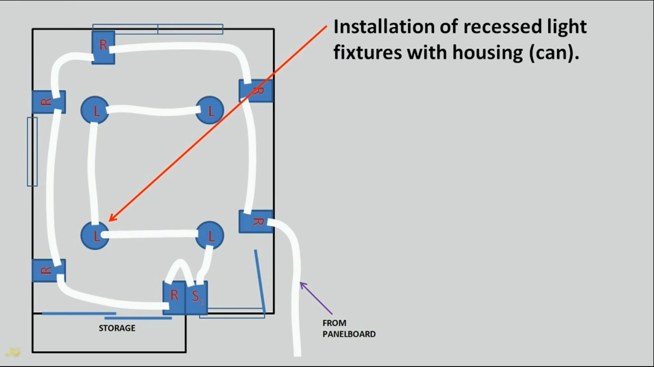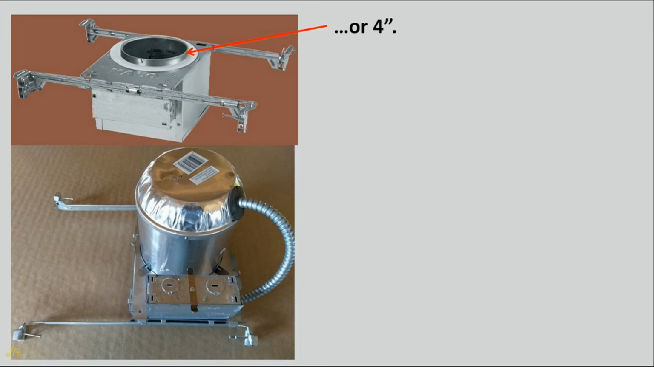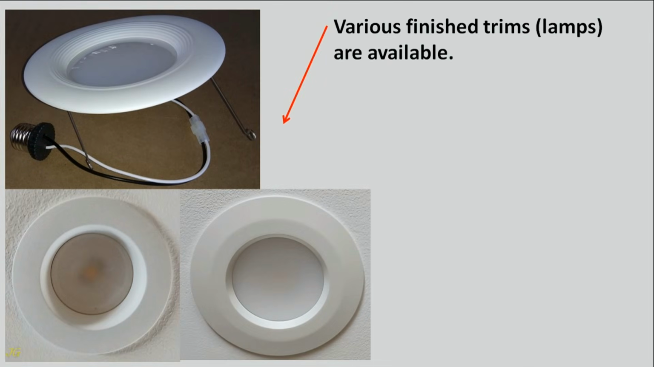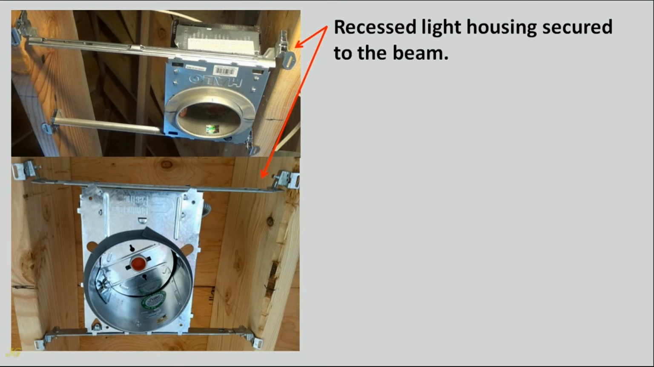Installation of recessed light fixtures with housing, can. Most popular recessed light housings are IC type, insulation contact, as per Article 410.116 A2 of 2023 NEC, housings with a housing can diameter of 6 inches or 4 inches. Various finished trims, lamps, are available. Recessed light housing secured to the beam.